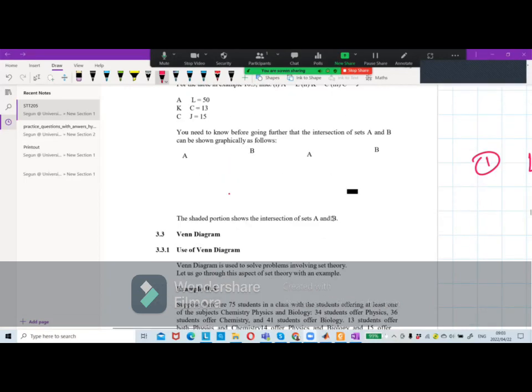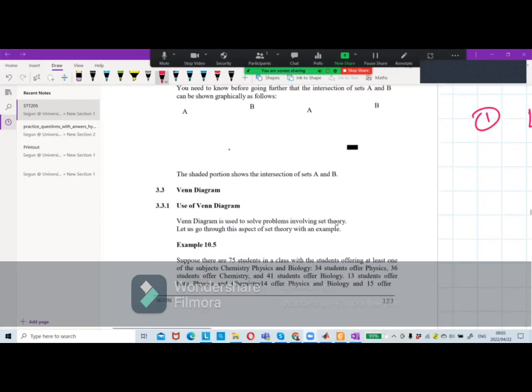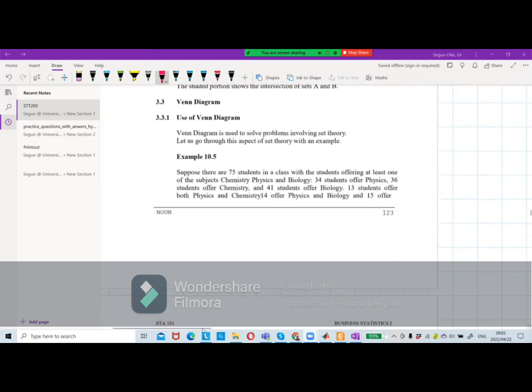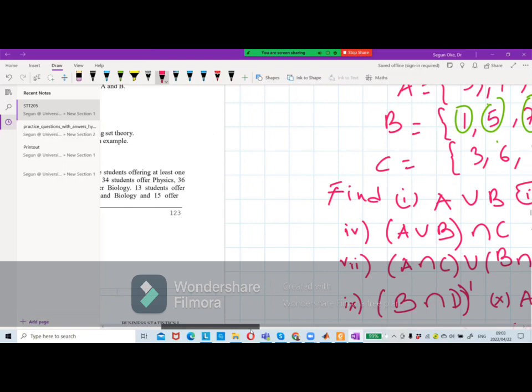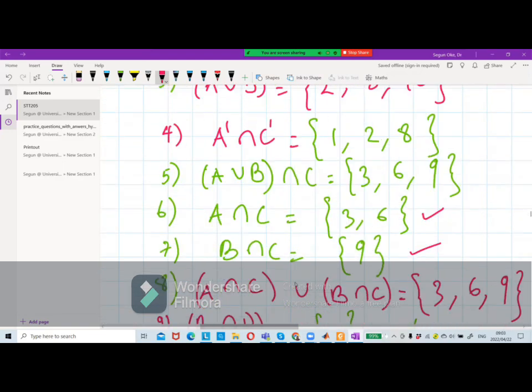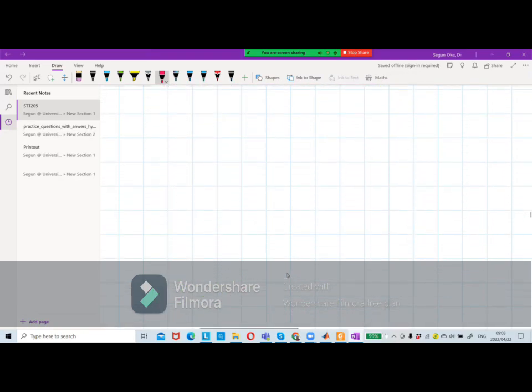So let's continue from Venn diagram. I'll share my screen, then I'll just give us the basic things that are useful here. Venn diagram is used to solve problems involving set theory. And some of the definitions, part of the definition of the Venn diagram, let me give us this. Then we'll come back to the question and look at the little things.